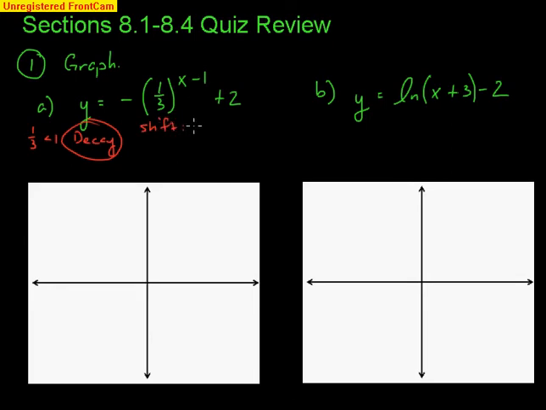The shift here, this minus 1 means to the right 1. This plus 2 means up 2. So my asymptote is going to shift up 2. So instead of being at the x-axis at 0, it's going to be at y equals 2. And now I want to find the y-intercept by plugging in 0 for x. If I plug in 0 for x, and I let my calculator do the work, it comes out to be the nice answer of -1. So your y-intercept is going to be at (0, -1).